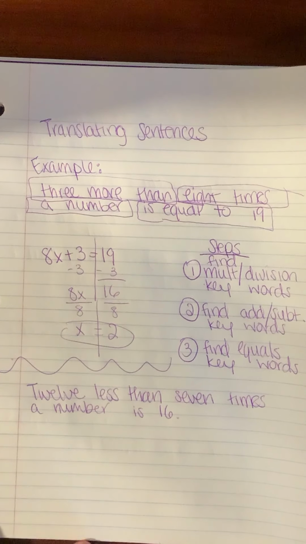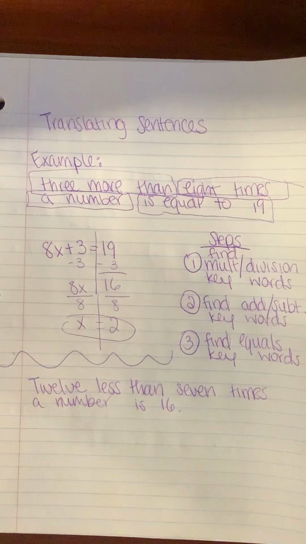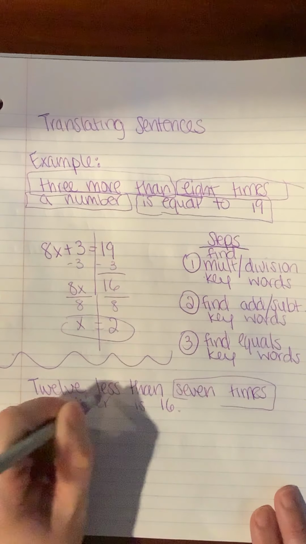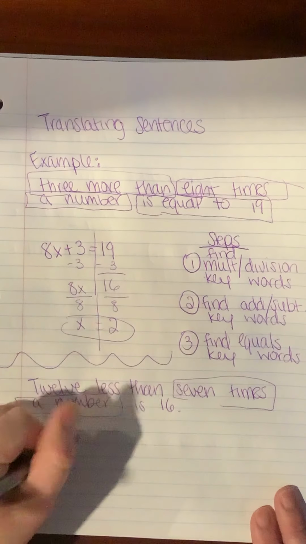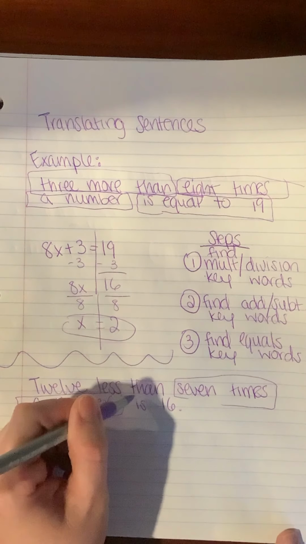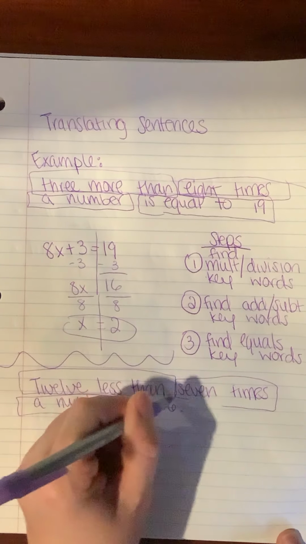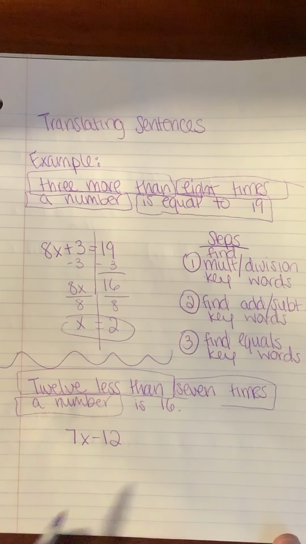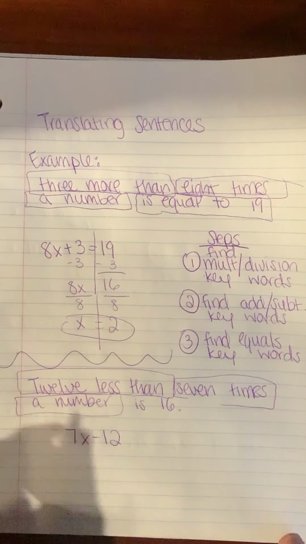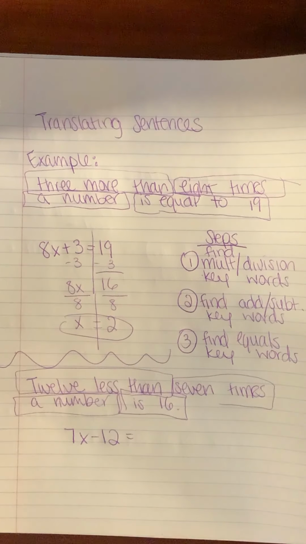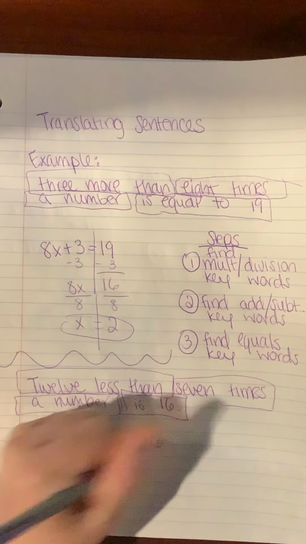Okay, first step, find my multiplication and division keywords. 7 times a number. So I know I can write that like 7x. Step 2, find those addition and subtraction keywords. 12 less than, so minus 12. Step 3, find those equal keywords. Equals is 16. I know is equals is 16.